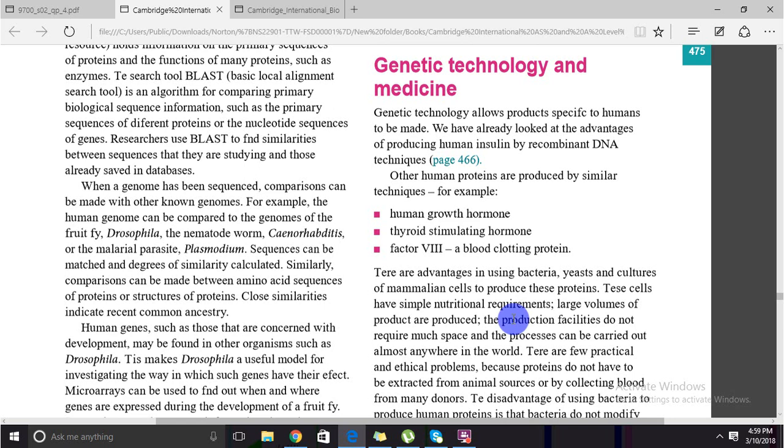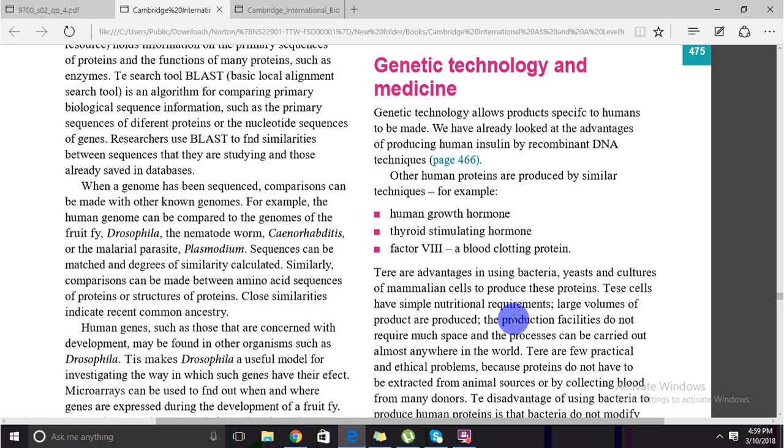And there are indeed advantages in using bacteria, which is a prokaryote, yeast, which is a fungus, and cultures of mammalian cells, which are eukaryotic, to produce these proteins. Fungus are also technically prokaryotic. And these cells have simple nutritional requirements, and that's what makes their use so feasible. And they produce huge volumes of product.